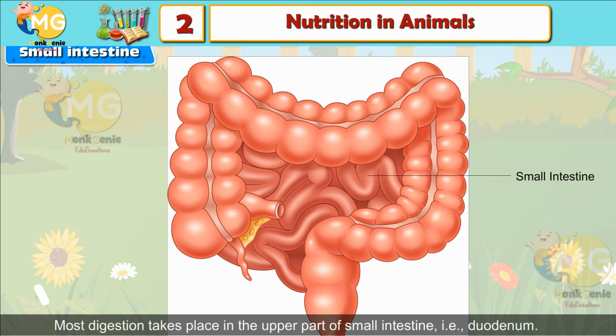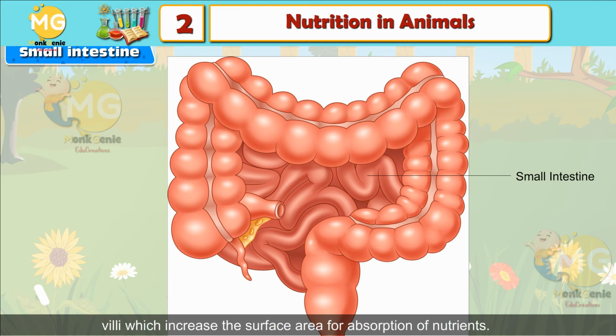Small intestine. The small intestine is also known as the small bowel. It is made up of the duodenum, jejunum, and ileum. Most digestion takes place in the upper part of the small intestine, that is, the duodenum. Here, food is mixed with two important secretions from the liver and pancreas.